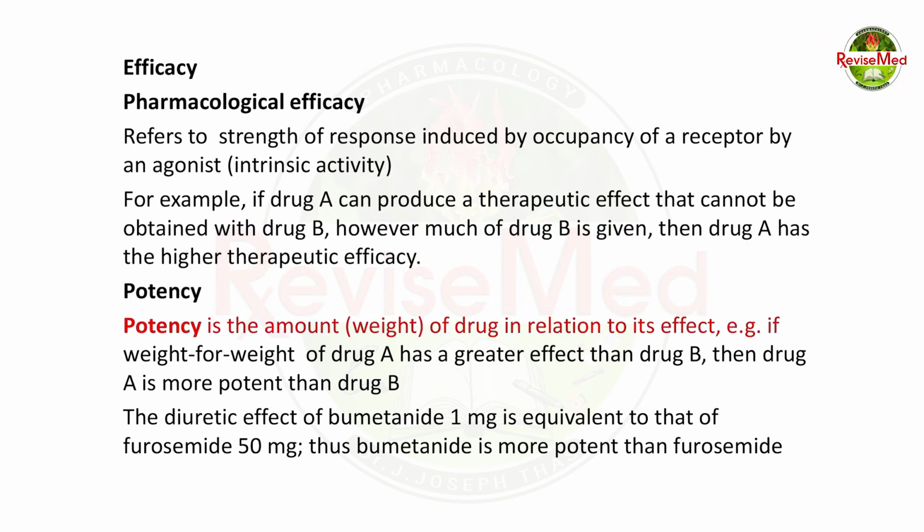Potency. Potency is the amount in weight of a drug in relation to its effect. For example, if weight for weight drug A has a greater effect than drug B, then drug A is more potent than drug B. For example, the diuretic effect of bumetanide 1 mg is equivalent to that of furosemide 50 mg. Thus, bumetanide is more potent than furosemide.